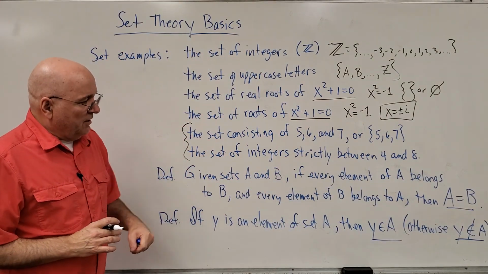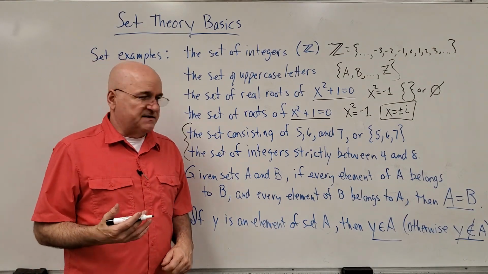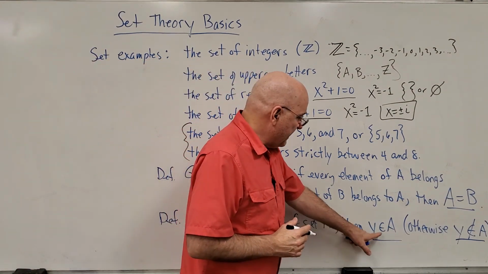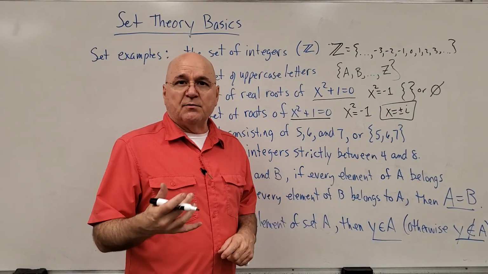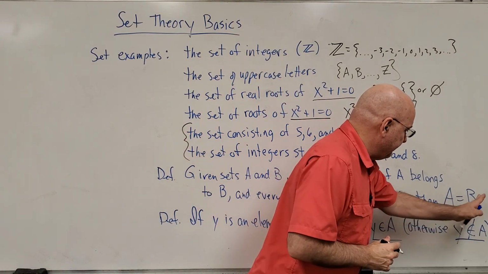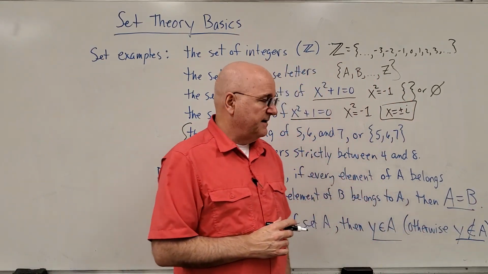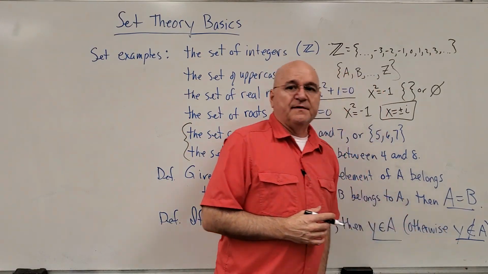And just a symbol that we use: if y happens to be an element of the set A, then we say y is an element of A. That's what this symbol means. And if it's not the case that y is in A, then we use the same symbol, but we put the slash through the is an element of. This means y is not an element of A.